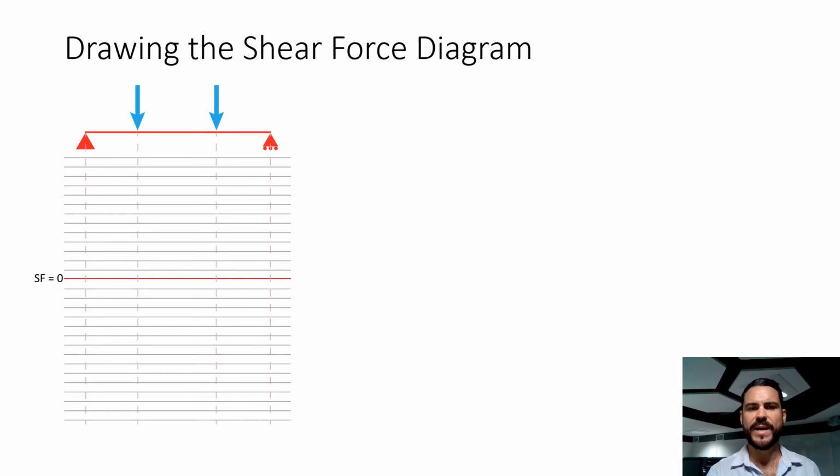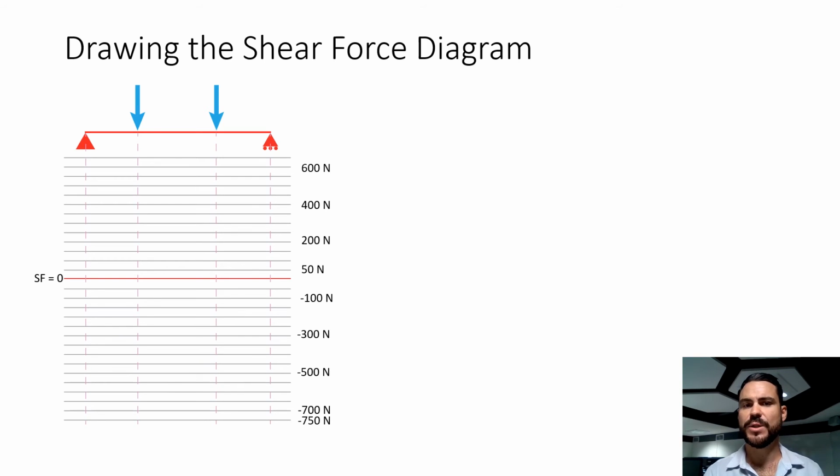We're then going to create a scale. Now, in this case, I've created a scale that represents each line as 50 newtons. We're going above the line, and we're also going below the line. Okay. Now this part is really, really simple once you understand.